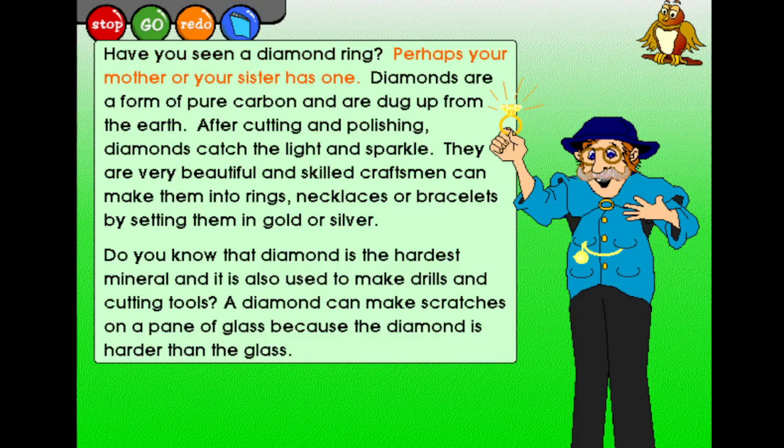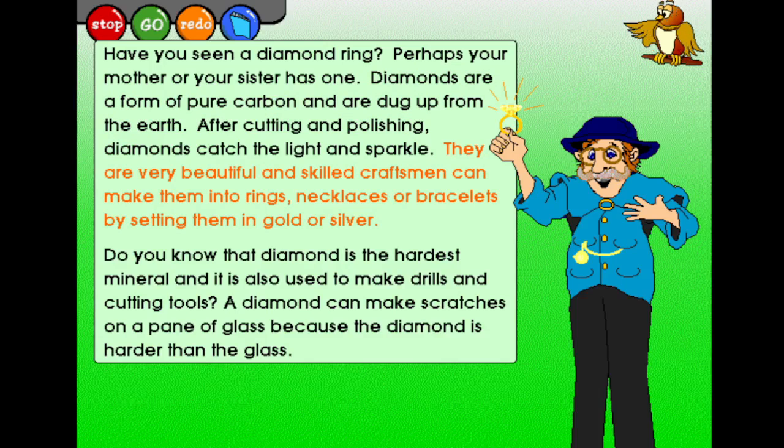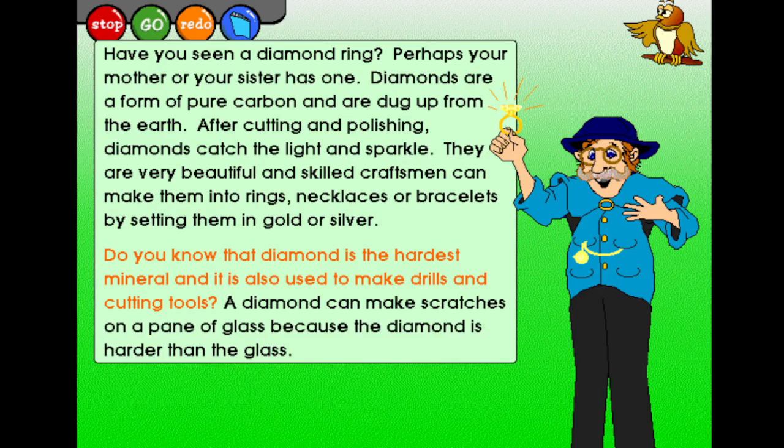Have you seen a diamond? Perhaps your mother or your sister has one. Diamonds are a form of pure carbon and are dug up from the earth. After cutting and polishing, diamonds catch the light. They are very beautiful, and skilled craftsmen can make them into rings, necklaces, or bracelets by setting them in gold or silver. Do you know that diamond is the hardest mineral, and it is also used to make drills and cutting tools? A diamond can make scratches on a pane of glass because the diamond is harder than the glass.